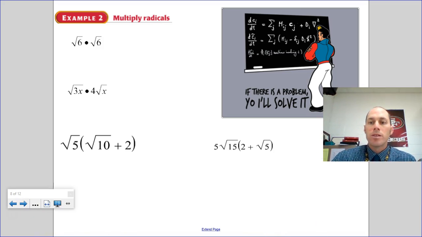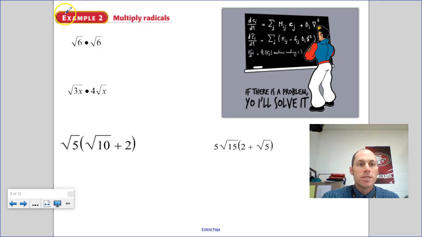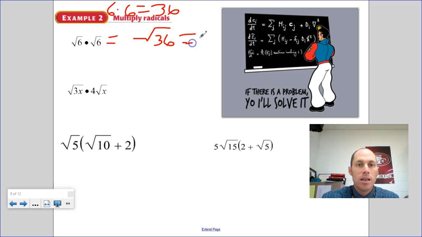Next, we're multiplying radicals together. So let's say we multiplied square root of 6 times square root of 6 together. I would just multiply that, and I would get 36. Now when I'm multiplying, if they're under the radicand, it's going to stay under the radicand. So it'll be square root of 36, which is a perfect square. Square root of 36 is 6. And you should start being able to recognize those perfect squares.